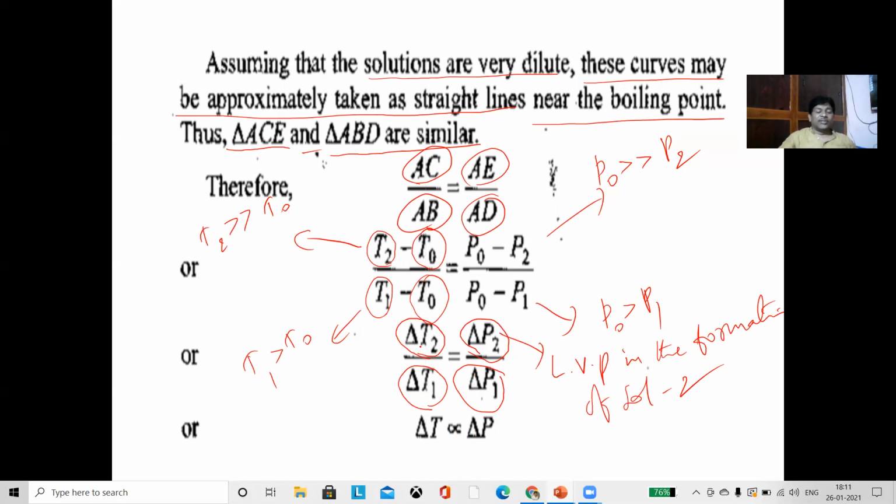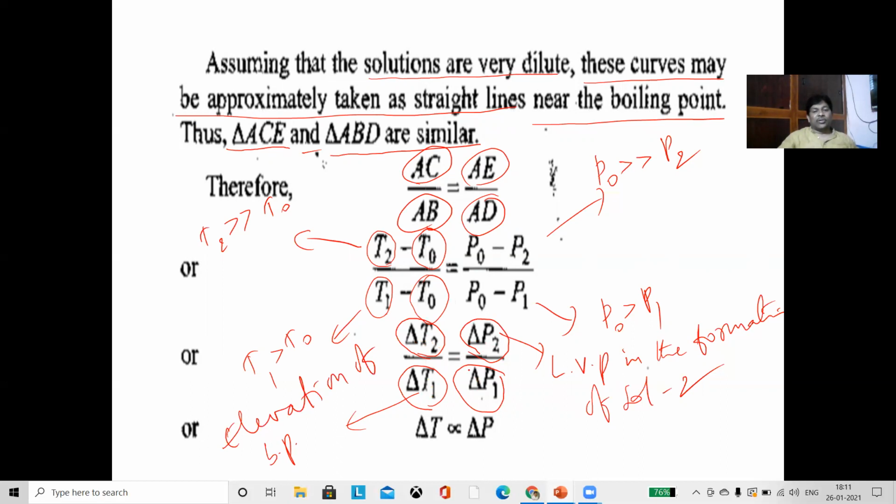And delta T2 is the elevation of boiling point in the formation of solution 2, and delta T1 is the elevation of boiling point in the formation of solution 1. Now from this we have understood, delta T2 by delta T1 is equal to delta P2 by delta P1.